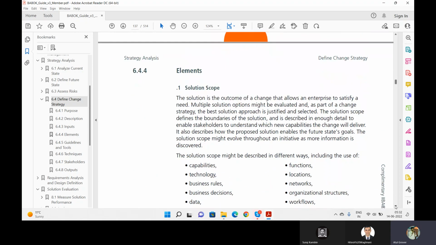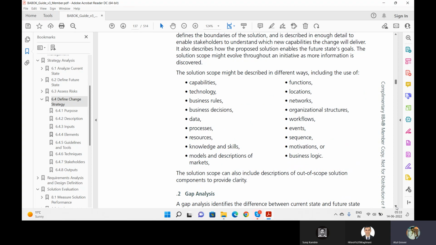Now, what are the elements? Number one, the solution scope is important to understand here. When I'm defining my change strategy, what type of solution scope am I working on? Am I building something on the capability? On the technology change? On the business rules? On the business decisions? So in which area am I going to make a change? That is my solution scope. Networks, locations, functions, workflows, these things. This is an important point.